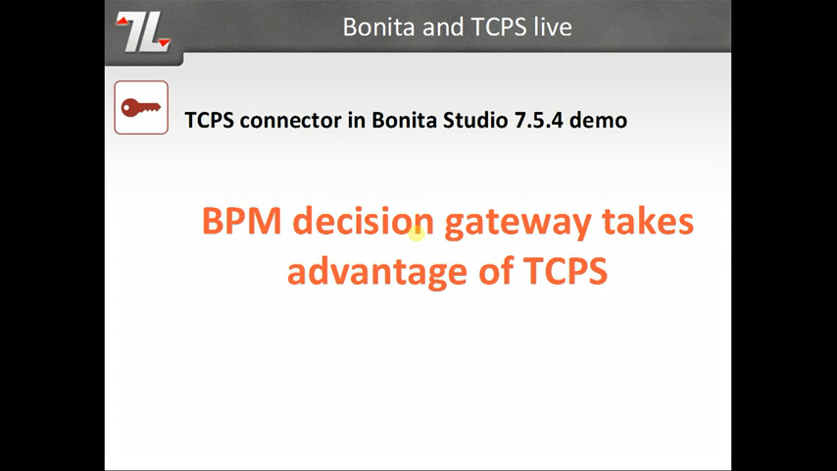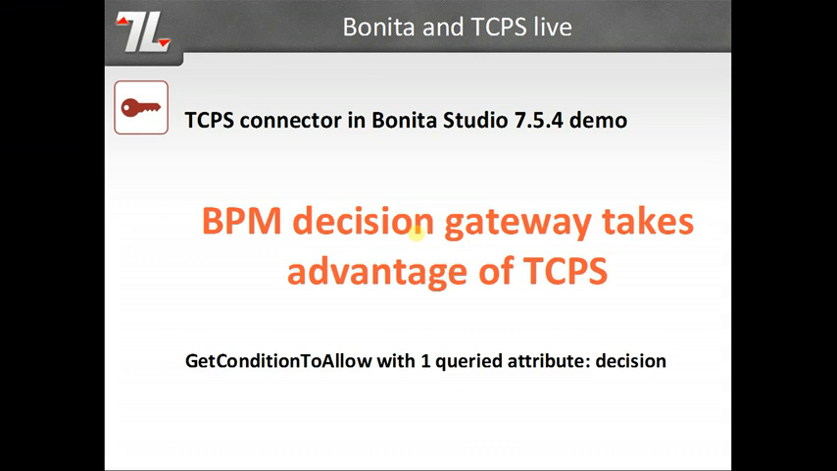We have seen the isAllow function of TCPS that delivers true or false. Now I want to show how we can use the get condition to allow function in gateways with multiple branches. If we know exactly some of the decision attributes and we are curious what conditions should be fulfilled for the rest of the decision attributes, then we call get condition to allow for the rule. Get condition to allow delivers a logical expression in disjunctive normal form. If we deliver only one query decision attribute, then in many cases we will get a list of discrete values that would make the rule evaluation true.